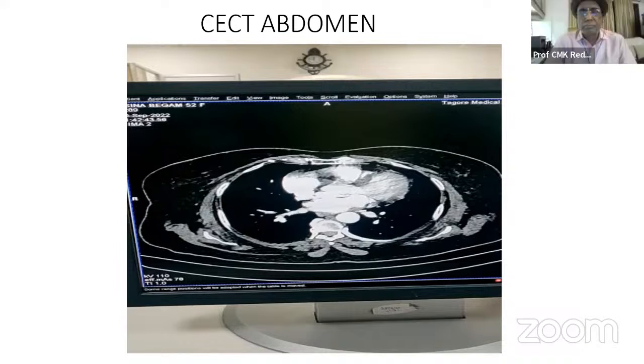Do you know any special method of delivering chemotherapy to the liver and the gallbladder? Intra-arterial. What is TACE? TACE, trans-arterial chemoembolization. Yes, exactly. That can also be attempted if it is confined to the liver and gallbladder. Okay.